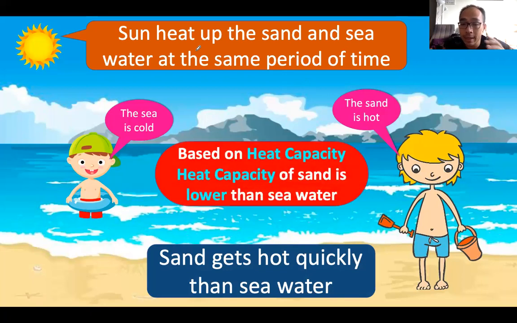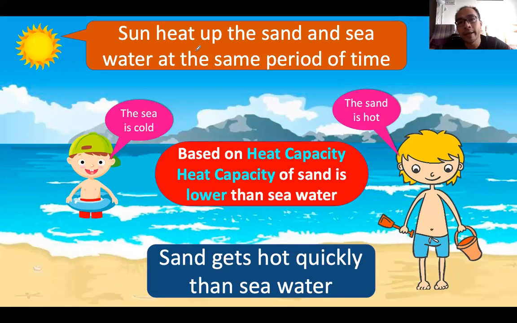This is because of heat capacity. We find out that the heat capacity of sand is lower than that of seawater. It means its muatan haba is very small compared with seawater. This is a very important concept, because heat capacity is what makes the temperature rise. If you want the temperature to increase, let's say you have a box, you must fill the box with enough heat, then the temperature will rise.